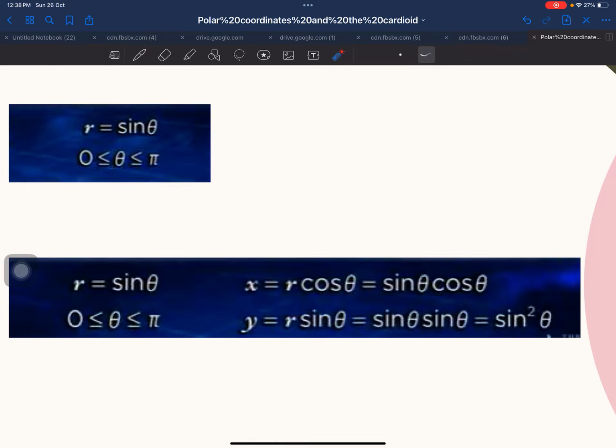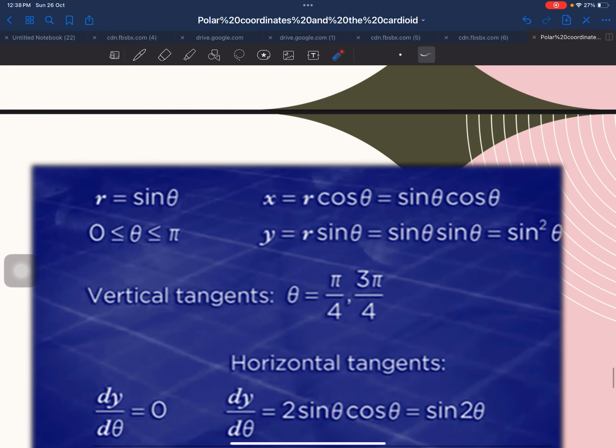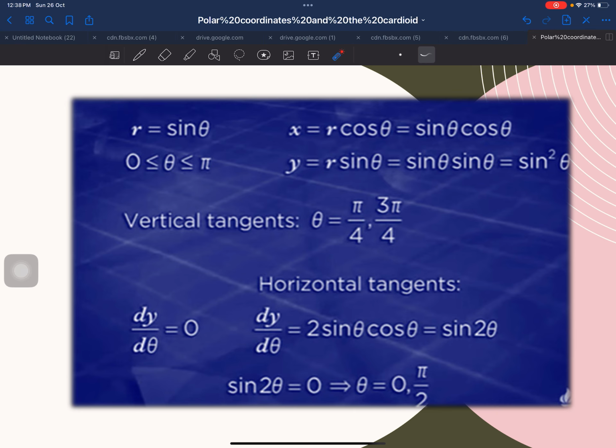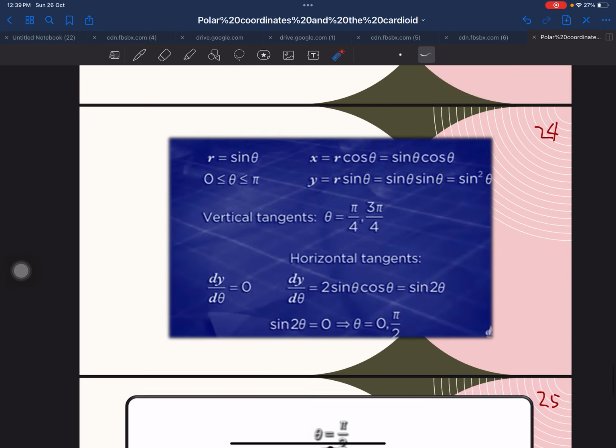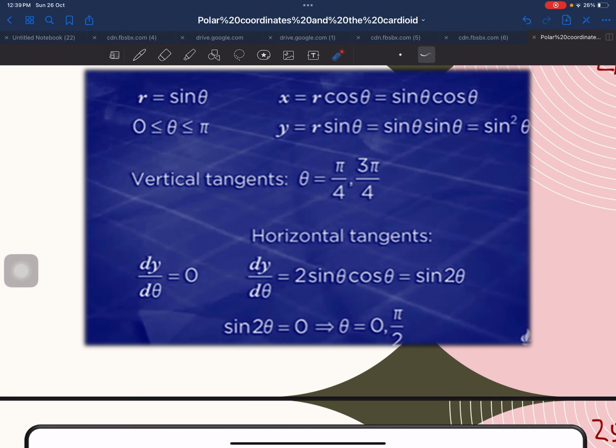Now, where are the vertical tangents? That is when the denominator is 0, dx d theta, the derivative of x with respect to theta. So let's differentiate sine theta cosine theta. When you do that, what will we get? So let's first differentiate sine theta cosine theta.